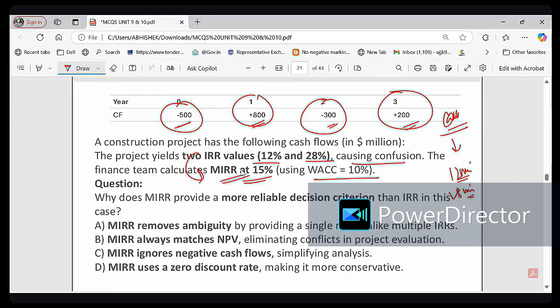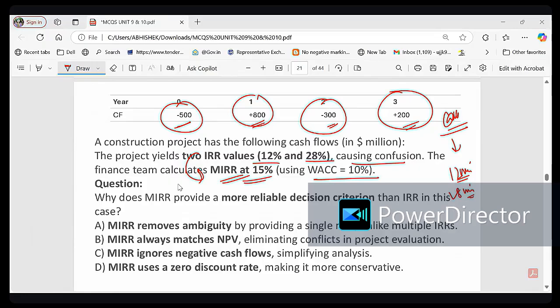MIRR says, don't worry, I have considered everything: inflation, reinvestment, cost, and here is one solid answer you can rely on. So can you tell me what is the main advantage of MIRR? Is it A, B, C or D? Just waiting for your response. What is the main advantage of MIRR? Why is MIRR a more reliable decision criterion? What do you think is the answer?